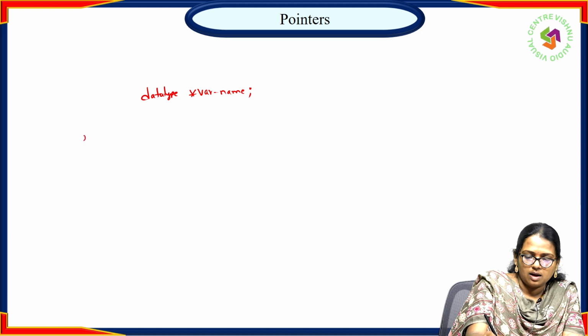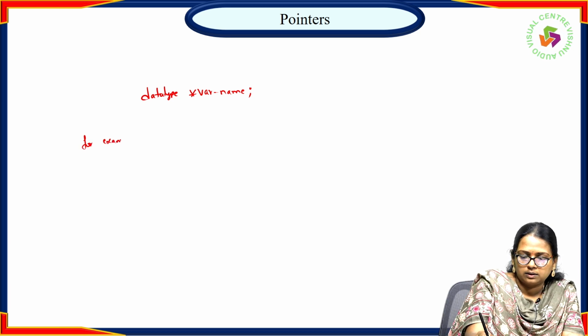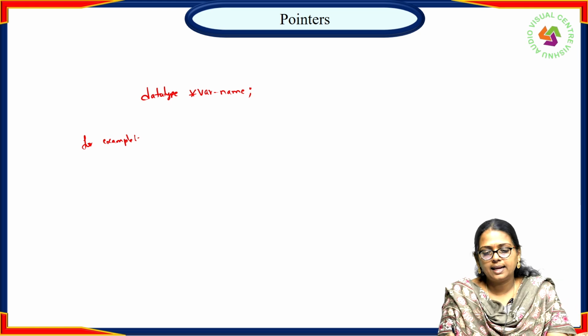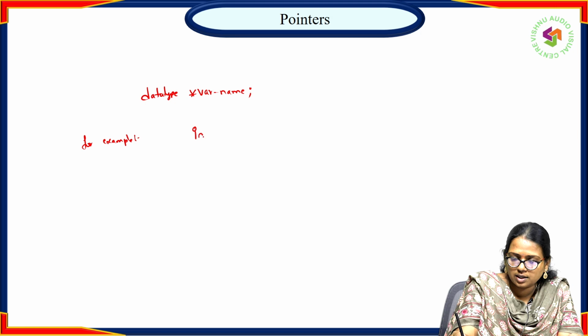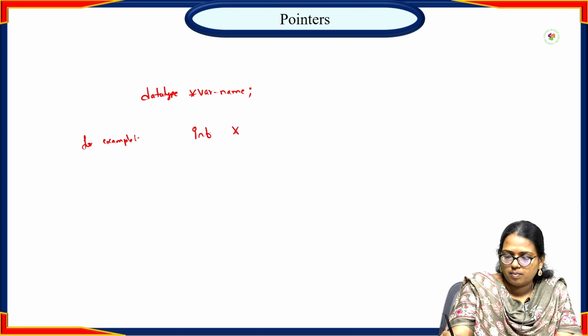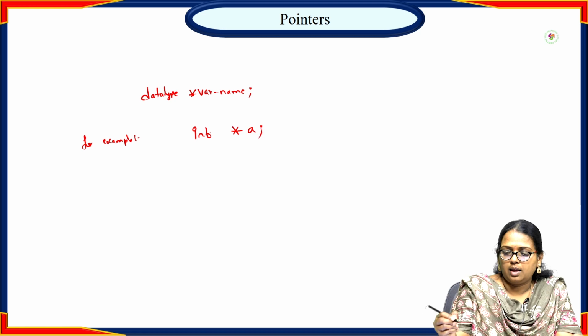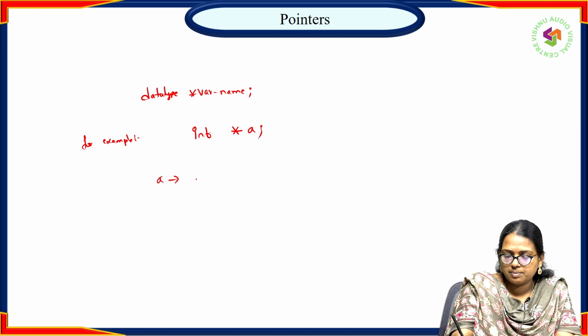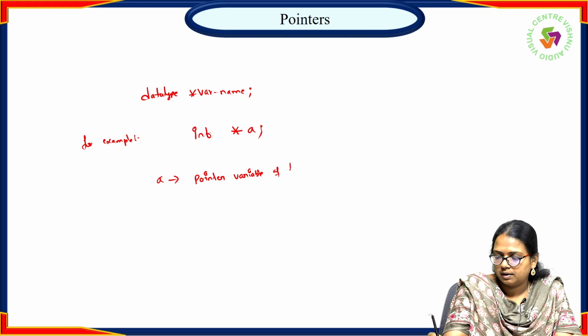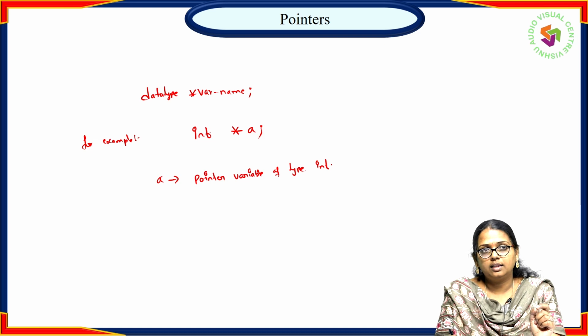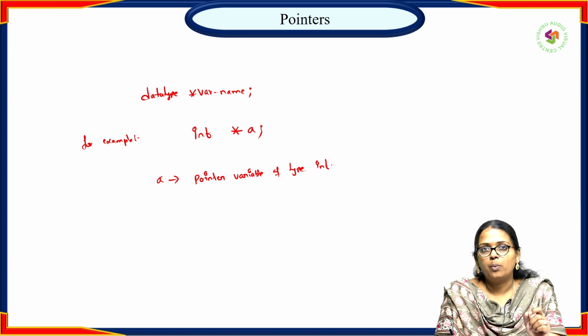For example, if I want to declare an integer pointer variable, then what is the data type of integer? Int, asterisk a. Now, a is what variable? A is a pointer variable of type integer. So, is it clear now? Here we have seen the concept of declaration of a pointer variable.